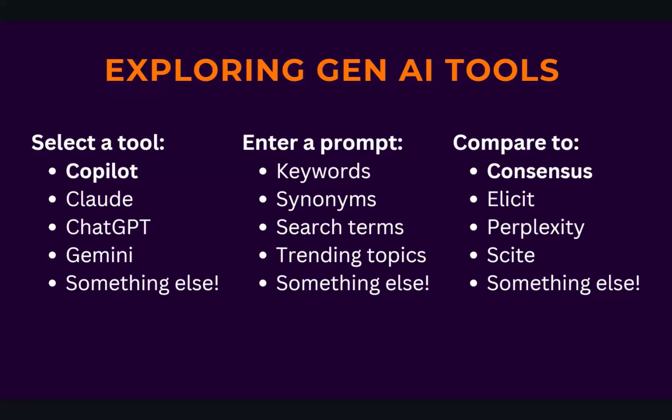And then we'll pick a prompt and enter a prompt. So you can ask it for keywords. You can ask it for synonyms or specific search terms. You can ask it about trending topics. Maybe you don't know what topic you want to start with. And if you brought a research topic with you or a topic for a paper, you can use that and see what it comes up with.